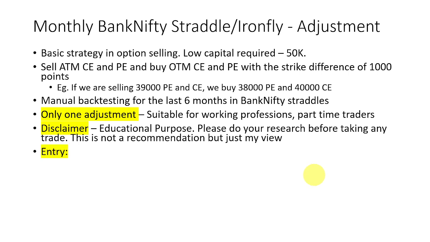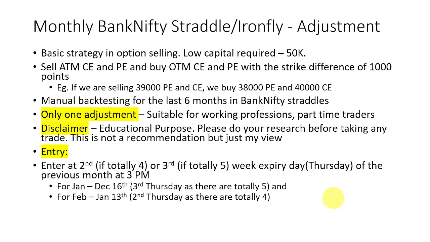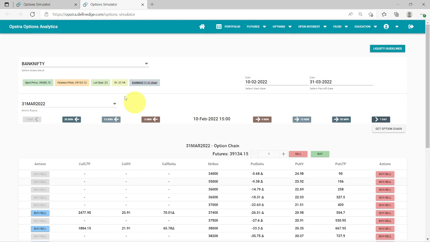So let's get into the core of the strategy. Entry: when are we going to enter this trade? We'll be entering on the second or third week expiry day, which is Thursday, of the previous month at 3 p.m. For example, if a month has 4 expiries, say February has 4 expiries, then for the month of March we look at the previous month to see how many expiries there are. So here there are 4 expiries, and we'll be entering on the second expiry Thursday, which is the 10th, at 3 p.m.